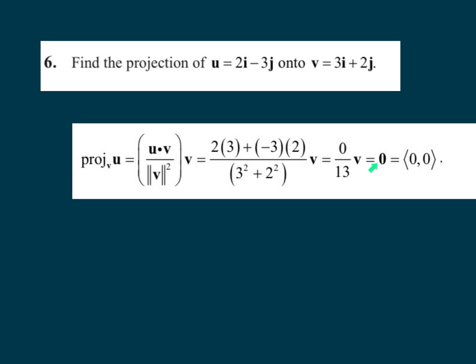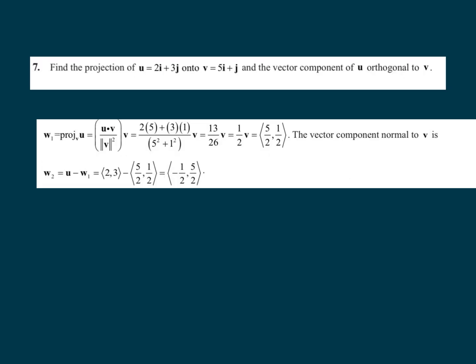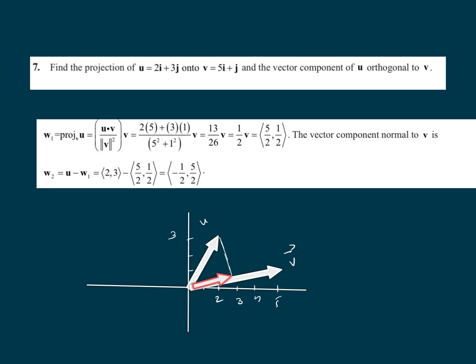If there is no projection, it means that u and v are perpendicular. So you can draw these vectors and you can realize that they are perpendicular. Let's go to the next problem. The next problem is again to practice the same equation.